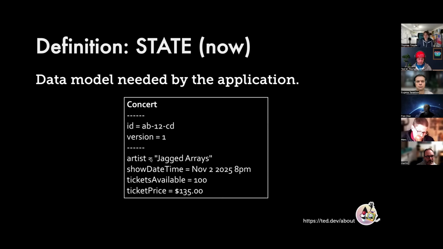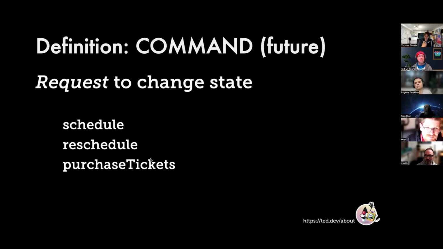Then there's state. And this is our data model needed by the application so that our behavior can do stuff, right? So we want to see what is the current state. This is the current state of the system. It has data, and somewhere behind that is behavior that the command executes against. So it's a request to change state, and these are often sort of imperative. Hey, go schedule this thing. Go reschedule the concert. Purchase tickets, right? All these are commands.